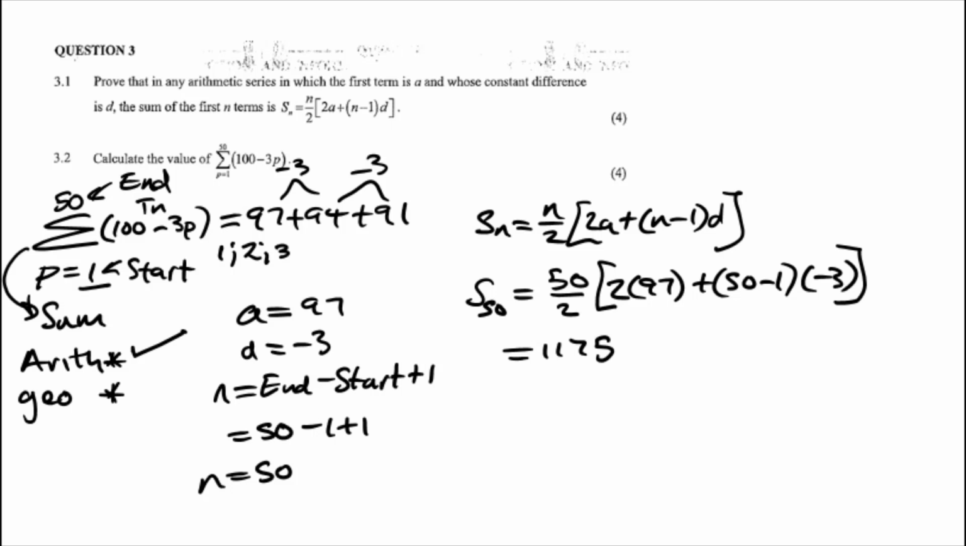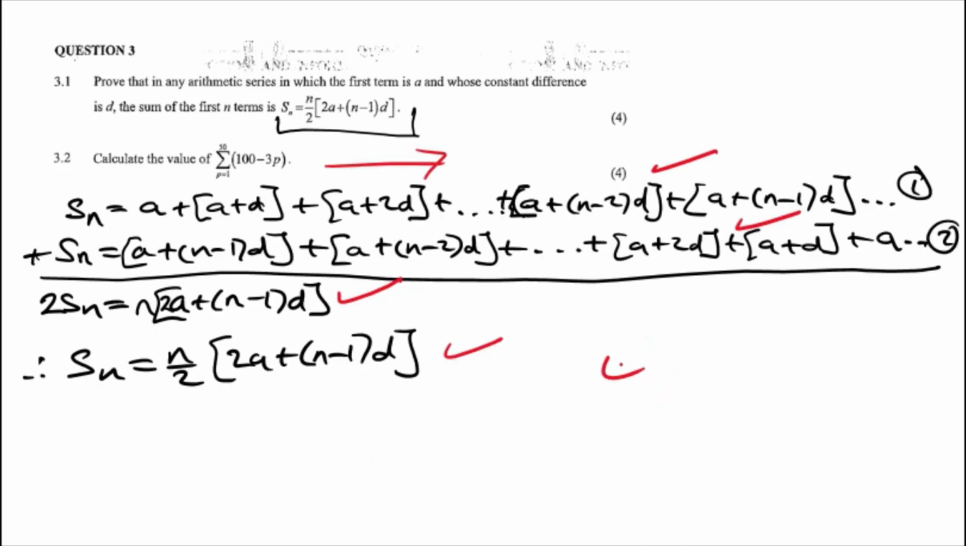Over here we were given sigma notation, and then we needed to find the sum of that sigma notation. So over here you get a mark for the value of a, which is 97. You get a mark for the value of d, which is 93. You get a mark for the n value, which is 50, and then you get a mark for the answer, and that is your 4 marks. And also here it's also 4 marks.